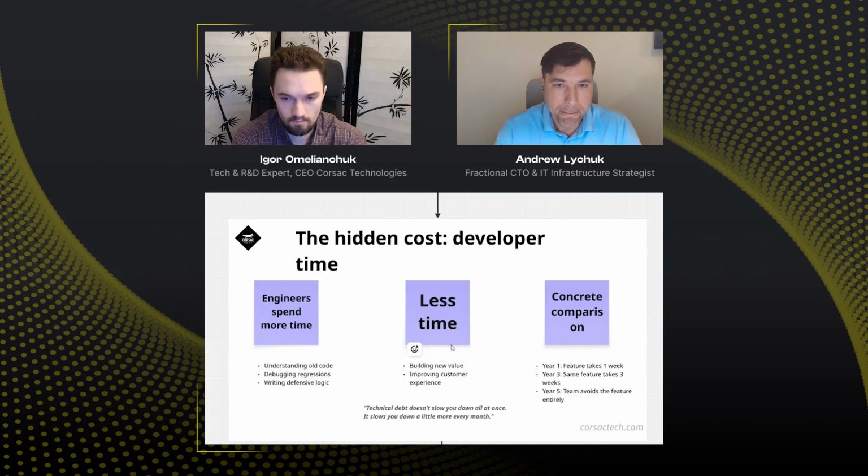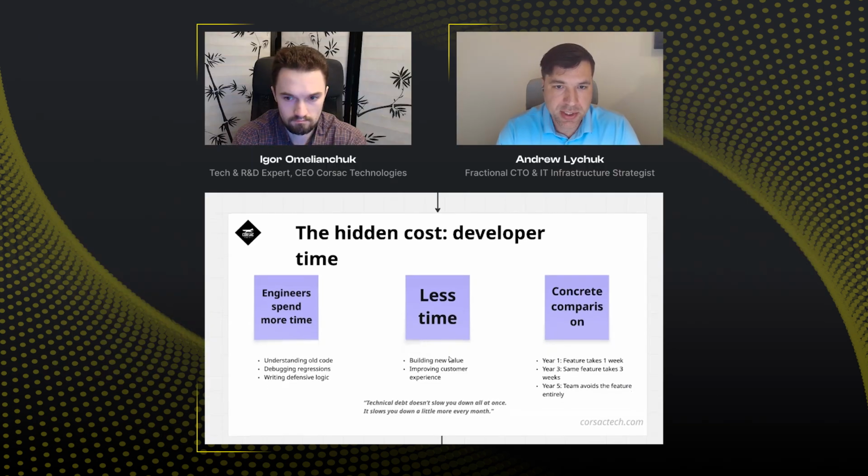With time, a hidden cost appears in the development process, and this cost is additional developer time. Engineers start spending more time understanding old code, debugging regressions, and writing defensive logic, and much less time building new features, new value for the business, and improving the customer experience.